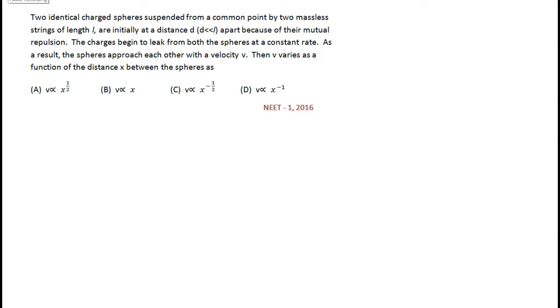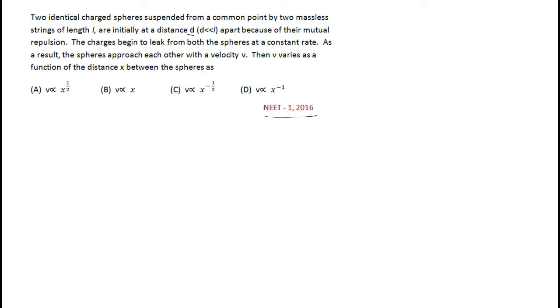In this video we are taking up this problem which was asked in NEET Phase 1 2016. Two identical charged spheres suspended from a common point by two massless strings of length L are initially at a distance d very much less than L apart because of their mutual repulsion.